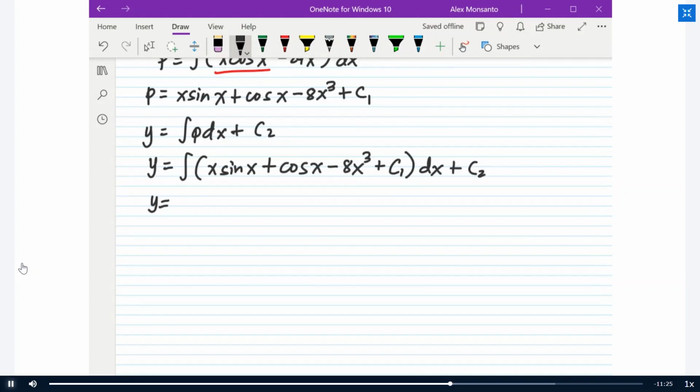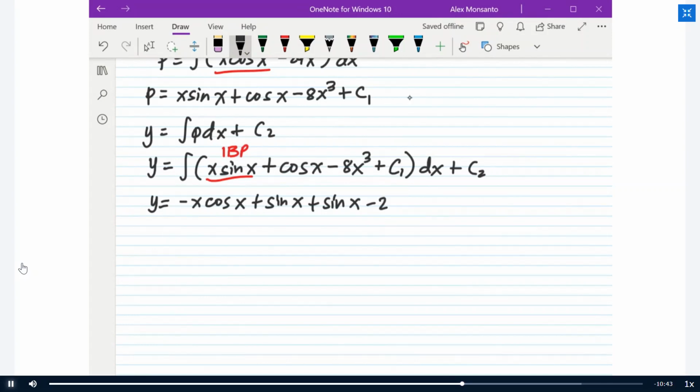Ano bang integral ng x sine x? Again, using integration by parts. Pag in-integrate natin si x sine x, magiging negative x cosine of x plus sine x. Yan po yung magiging integral ng x sine x. Ngayon, yung integral naman ng cosine x, that is sine x also. Wherein, pwede tayo mag-combine ng similar terms.